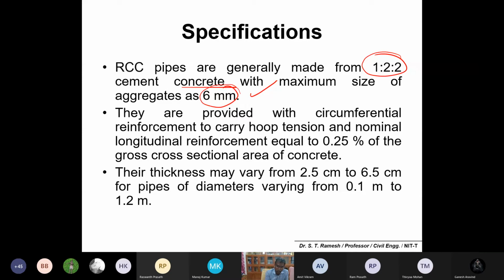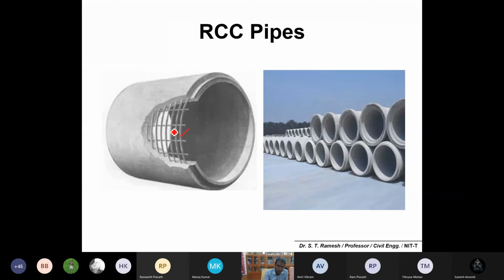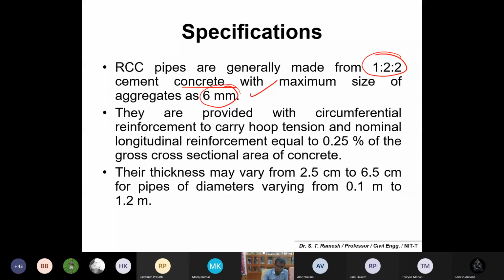They are provided with circumferential reinforcement to carry the hoop tension, and nominal longitudinal reinforcement of 0.25% of the gross cross-sectional area. Please make a note of 0.25% of the cross-sectional area to be provided. Thickness may vary from 2.5 centimeter to 6.5 centimeter.